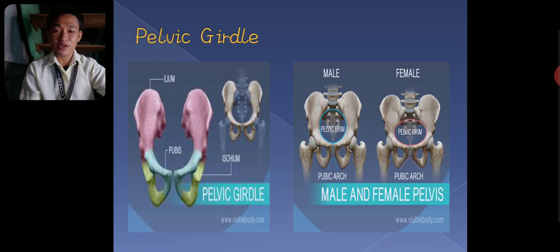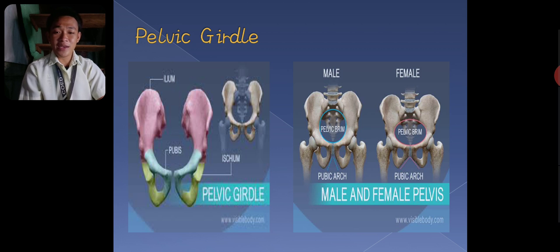So sa kabilang image, meron tayong male and female pelvis na tinatawag. So sa male and female pelvises differ in several ways due to childbearing adaptations in the female. So first, the female pelvic brim is larger and wider than the male's. Second is the angle of the pubic arc na tinatawag is greater in the female pelvis or over 90 degrees than in the male pelvis or less than 90 degrees.